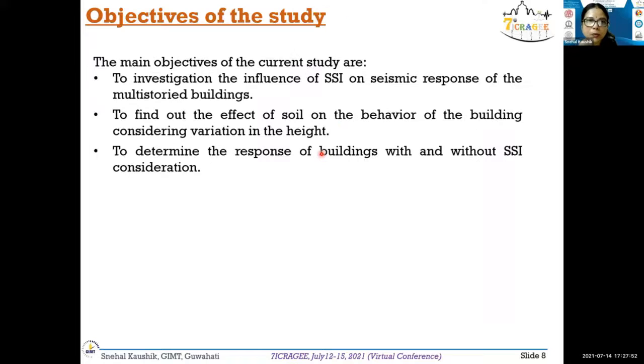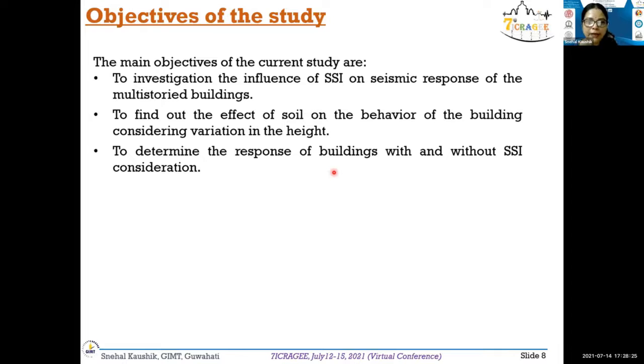The main objective here is to investigate the influence of soil structure interaction on the response of our multi-storied building. In this particular study, we are considering the effect of three different soils on three different types of buildings, where we are varying the height of the building. We will determine the response of the building considering the SSI effect, and also keeping the building as a fixed base building.